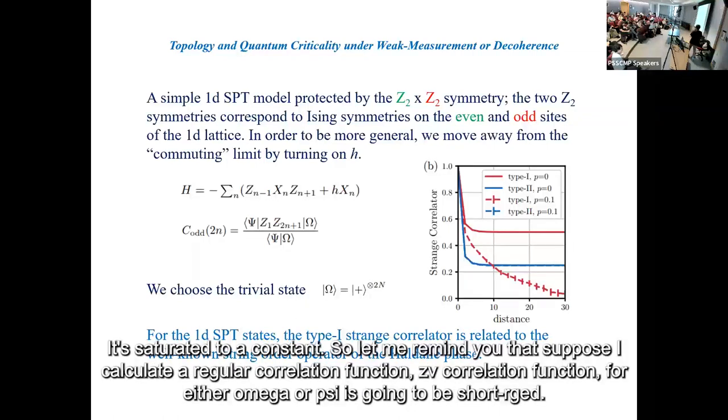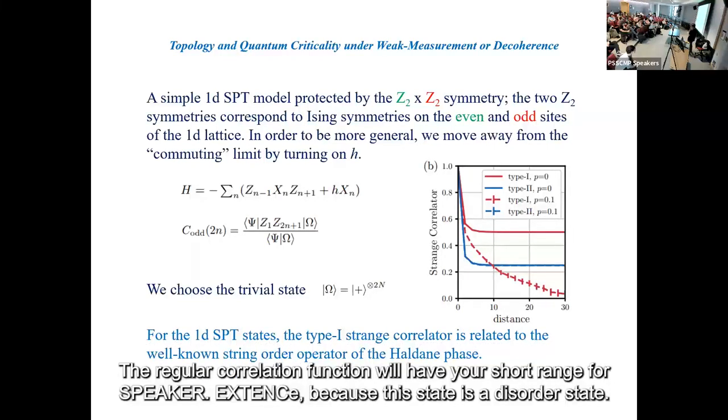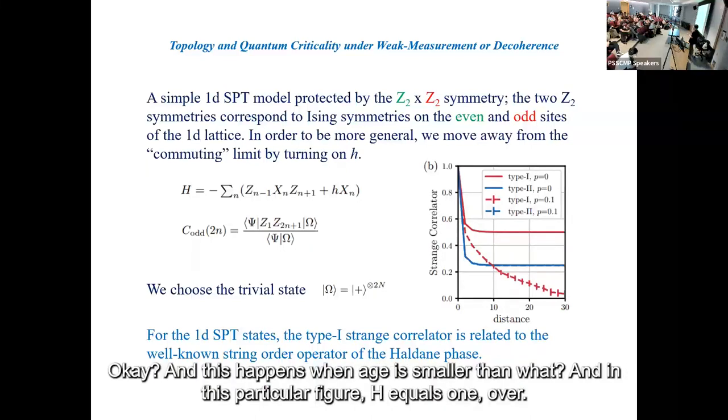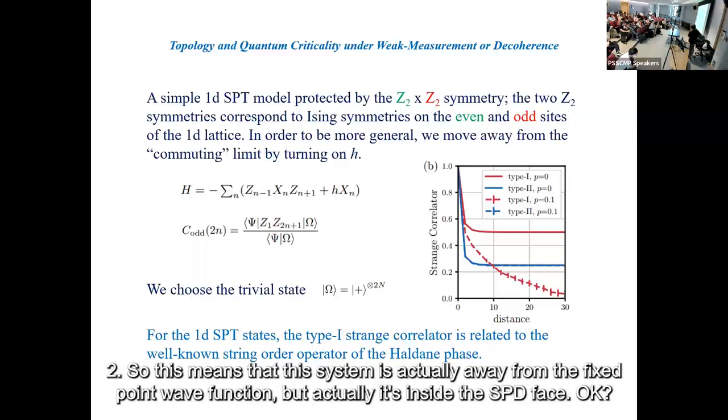So let me remind you that suppose I calculate a regular correlation function, the ZZ correlation function, for either omega or psi, it's going to be short range. Regular correlation functions will be short range for an SPT state, because an SPT state is a disordered state. But this overlapping correlation, or the strange correlator, can have a long range correlation. And this happens when h is smaller than one. In this particular figure, h equals 1/2. So this means that this system is away from the fixed point wave function, but it's inside the SPT phase.